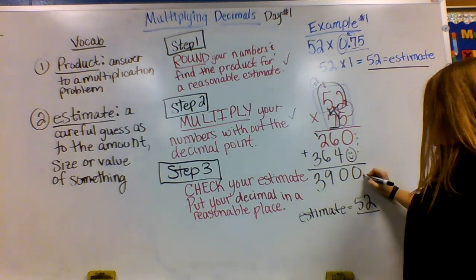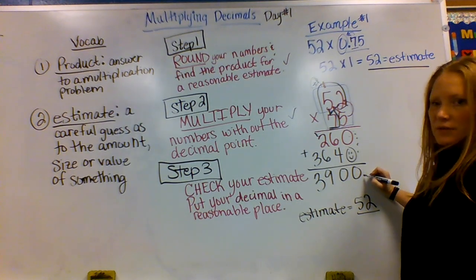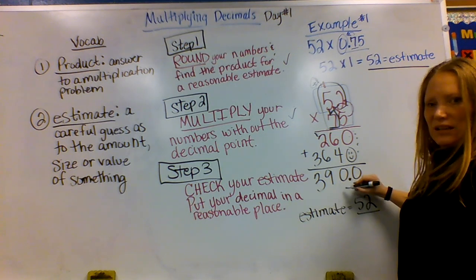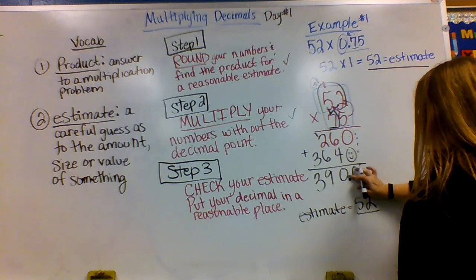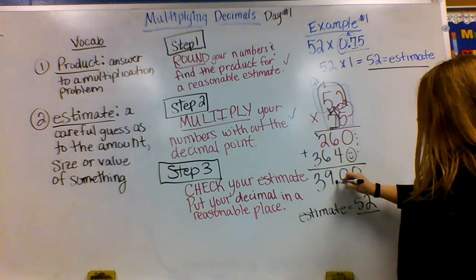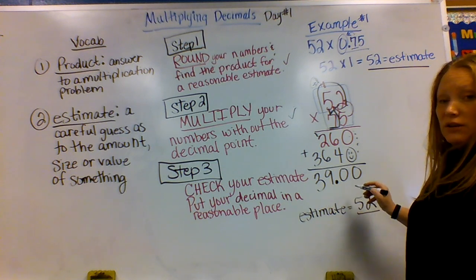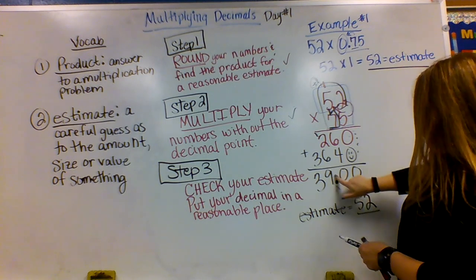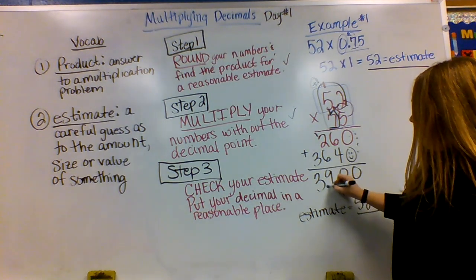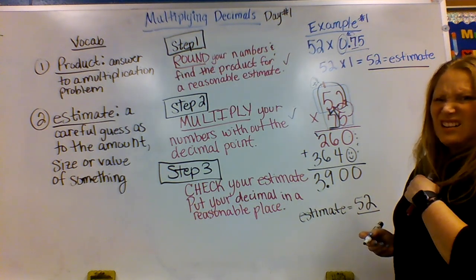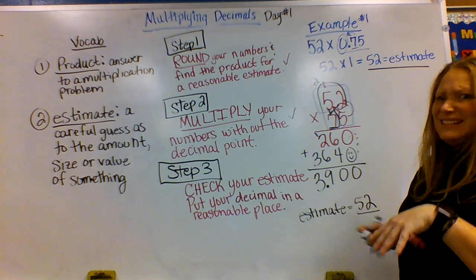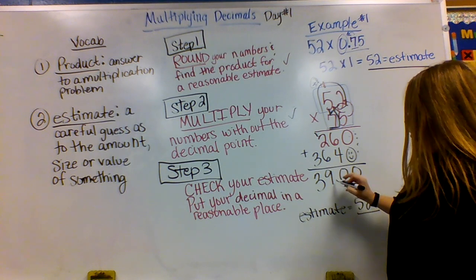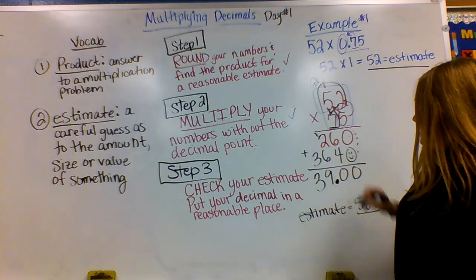Okay? If I put my decimal here, 3,900. That's not very close to 52. What if I put my decimal here? That's 390. That's not very close to 52. Okay? Let's go in one more. 39. 39 and 0 hundredths. That's closer. So maybe here. But what if I move it one more? Oh, that's 3 and 900. So like 3 or 4. Is that close to 52? No. So the closest thing we got to 52 was when we put our decimal right here.